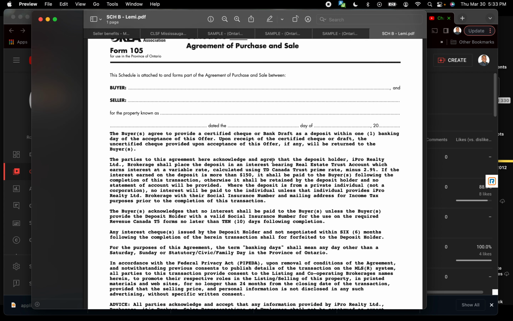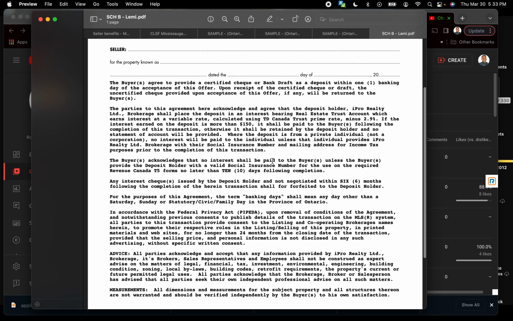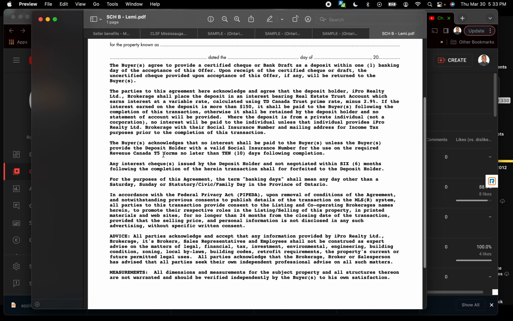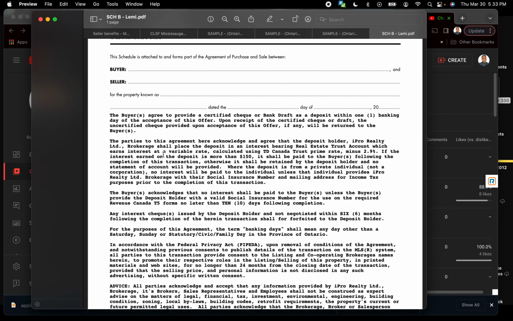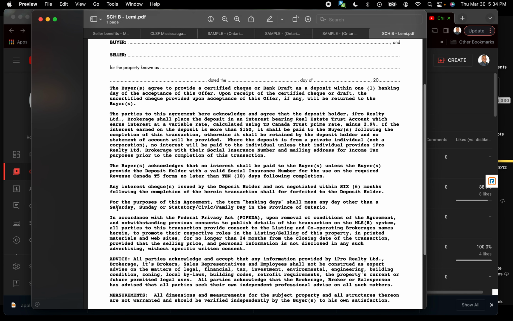So lastly, we'll discuss the Schedule B. The Schedule B is very simple, whereby most of the time, unless there's something specific, it is to say that the deposit that we're giving to the brokerage representing the seller, we're not asking them to put it in any investments, because if we put it into investments, there's going to be fees involved. So we're agreeing that we're not taking part in that.